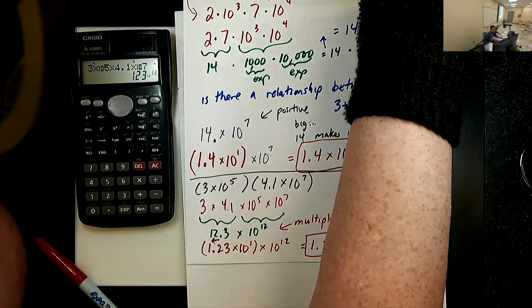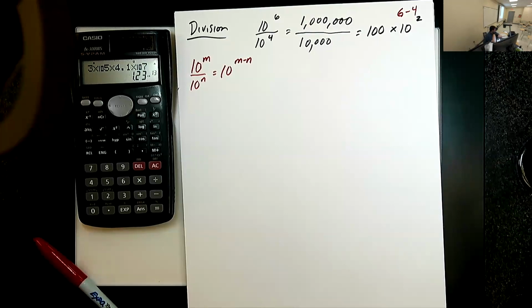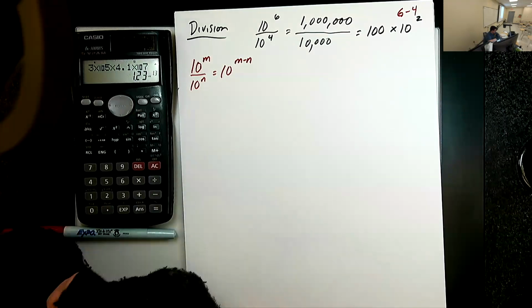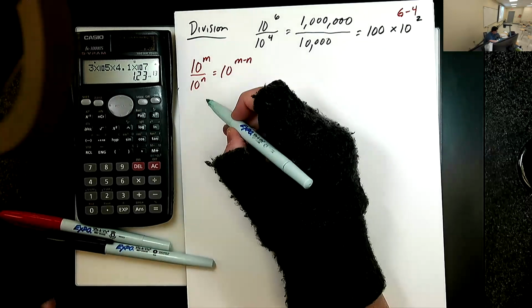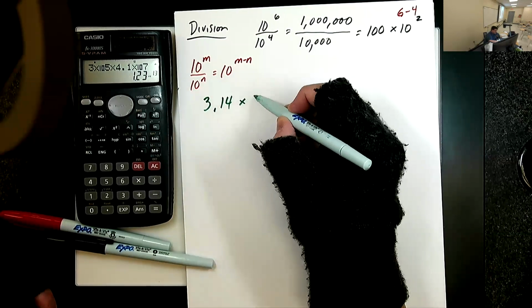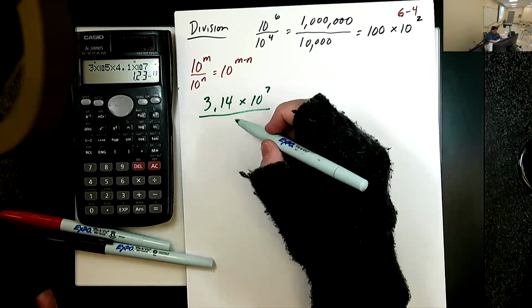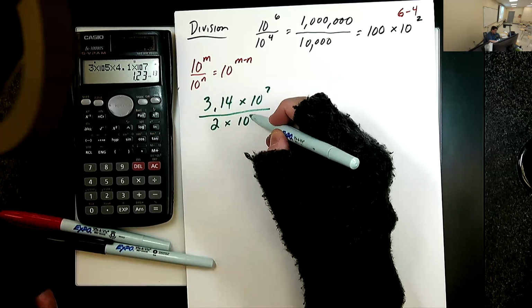That was that. Let's get back to the dividing. You can do the same thing with the calculator on dividing. But I think it helps to know what's going on when you're looking at it. So if we had, say, 3.14 times 10 to the 7th, divided by, let's go with 2 times 10 to the 3rd.